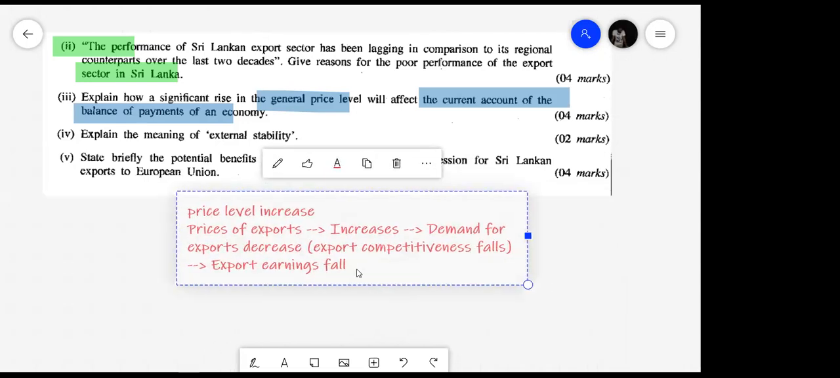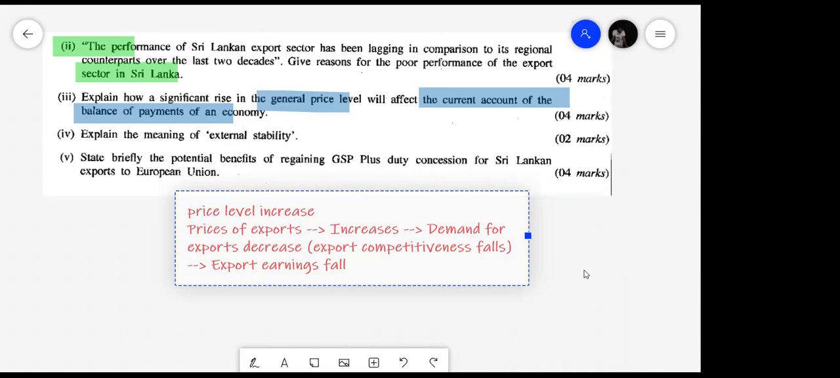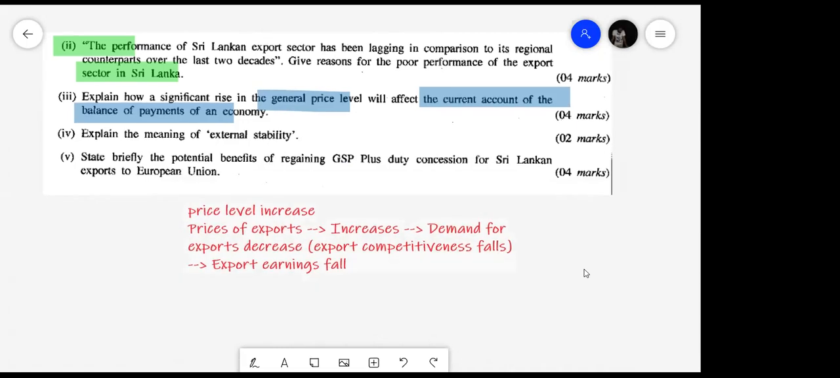Okay, same story with your imports, guys. Now I'm not going to type what is happening to imports. I'll just explain what happens to imports. Now, when your prices are increasing, where would you prefer to buy from? From your country or from abroad? In your country, prices are increasing now. What will you do? You tend to buy from abroad, right? Because it's expensive in your country. Why will you buy from your country? So because your price levels are increasing, the demand for cheaper imports will also increase. Given that imports are elastic, import spending will also increase.